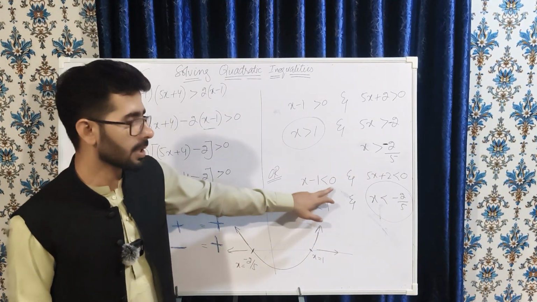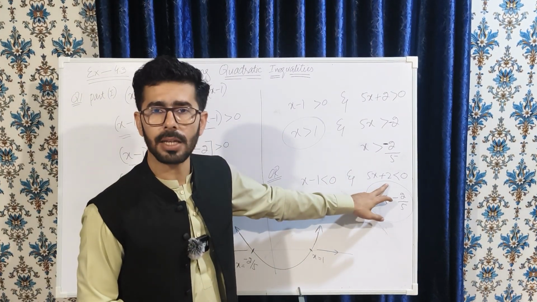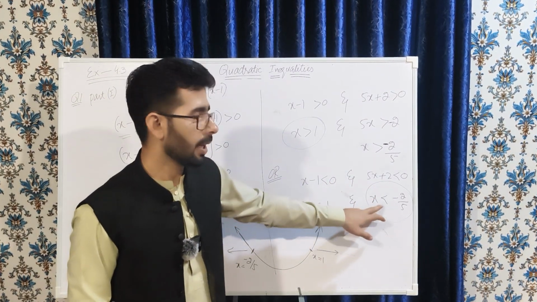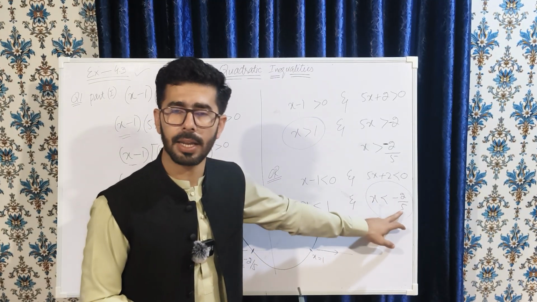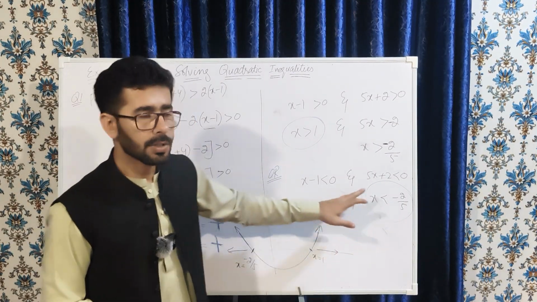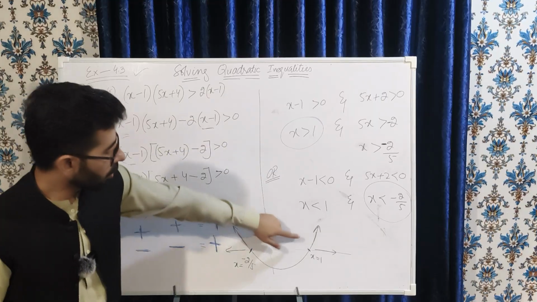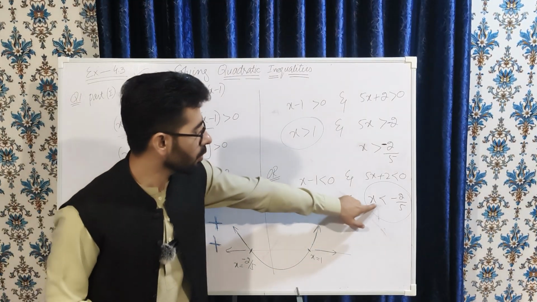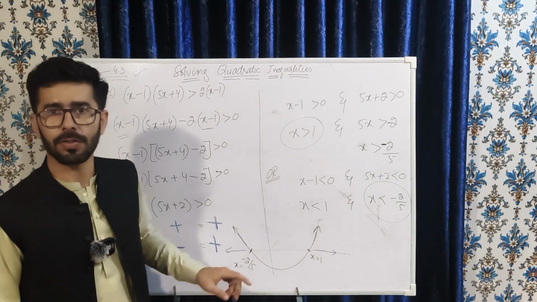So x minus 1 is negative, gives us x less than 1. If 5x plus 2 is negative, that gives us x less than negative 2 by 5. So if a number is lower than a negative number, it's by default lower than 1, so we choose this part. So our result becomes that if you choose x bigger than 1, you will have a positive curve, or if you choose x lower than minus 2 by 5, you will again have a positive curve.